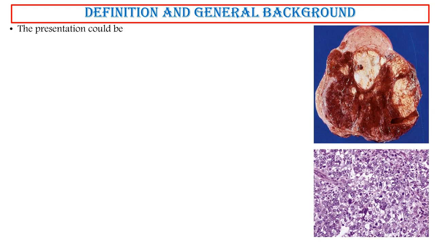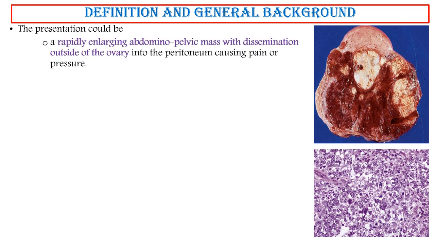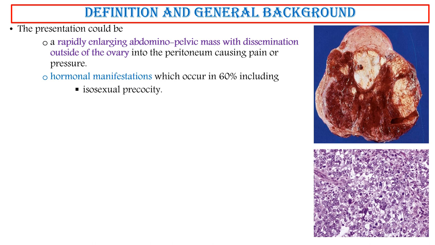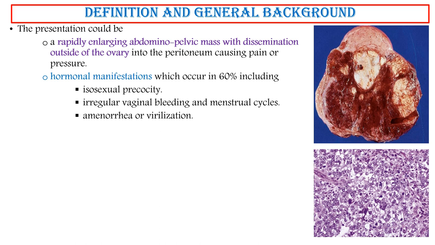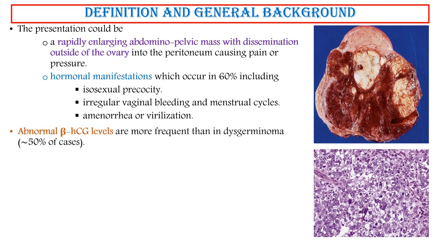The presentation could be a rapidly enlarging abdominal pelvic mass with dissemination outside of the ovary into the peritoneum causing pain or pressure. Hormonal manifestations occur in 60%, including isosexual precocity, irregular vaginal bleeding and menstrual cycles, amenorrhea or virilization. Abnormal beta HCG levels are more frequent than in dysgerminoma, approximately 50% of cases.